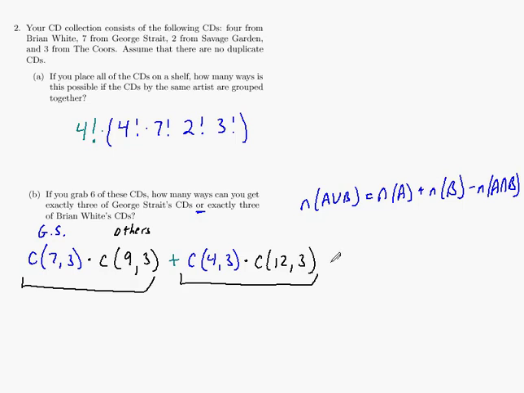But we also have the possibility of having overlap. So we need to subtract off the overlap. In other words, in this problem, can we get 3 of George Strait and 3 of Brian White at the same time? The answer is yes. So we need to subtract off the combination 7 choose 3 times the combination 4 choose 3.